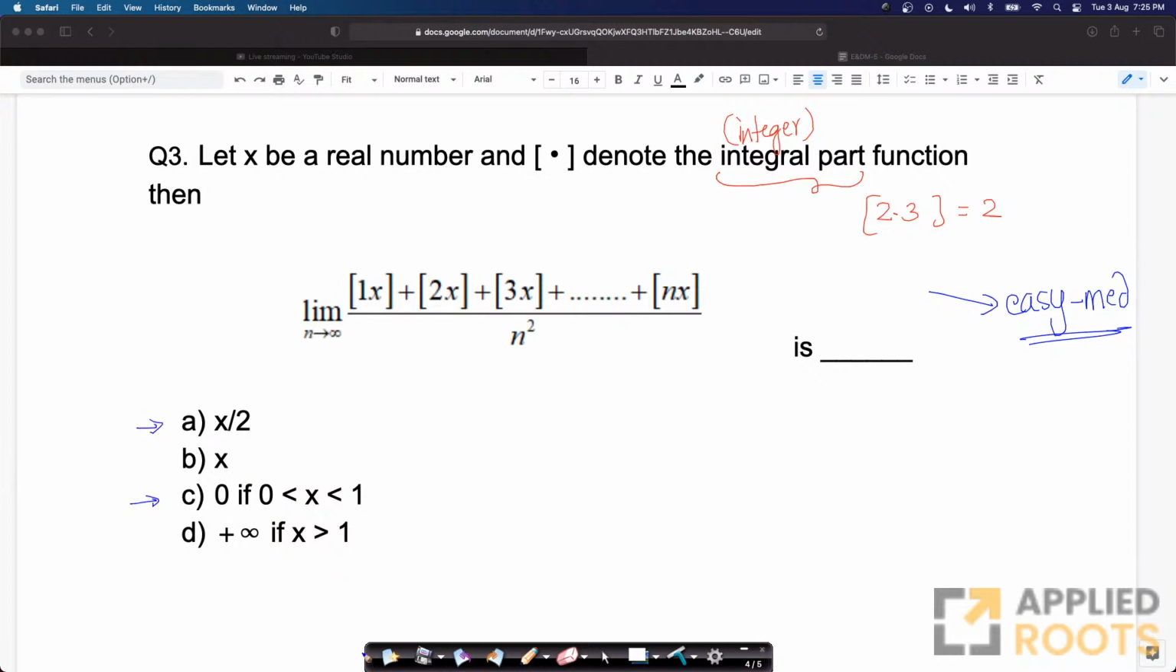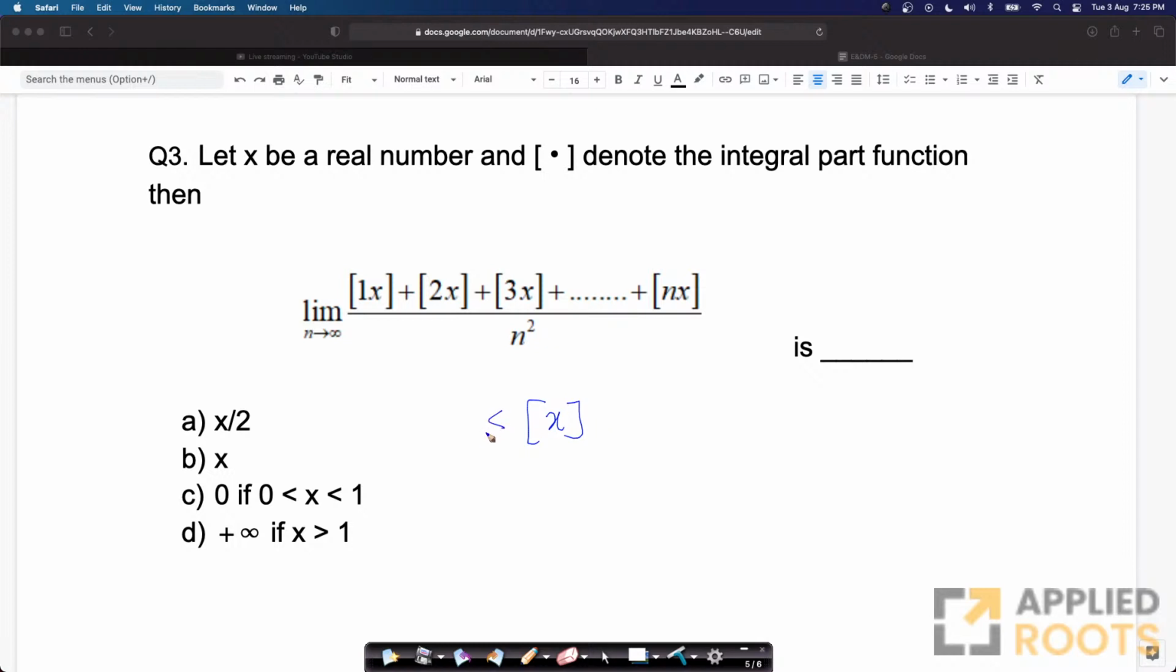Let me show how I solved it earlier, right? So if you have x, the integral part of x, if you think about it, lies between x minus 1 and x. That's what it lies between, right? This is how I solved it. Again, we'll see other solutions also, obviously. So x minus 1 is certainly going to be less than this. Is it true if x lies between 0 and 1?